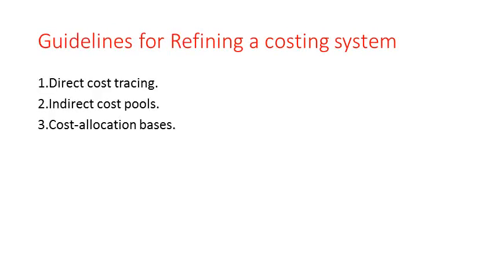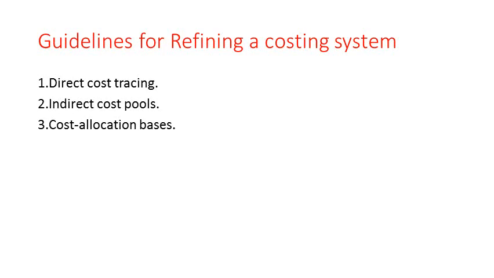Next topic is guidelines for refining a costing system. There are three main guidelines for refining a costing system. We delve more deeply into each in the context of any company. Number one, direct cost tracing. Number two, indirect cost pools. Number three, cost allocation basis.